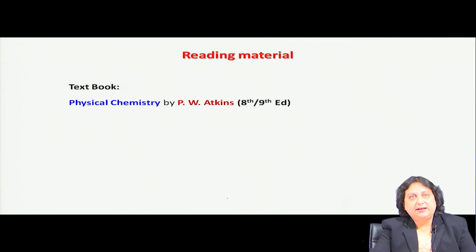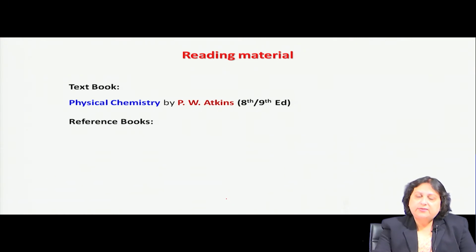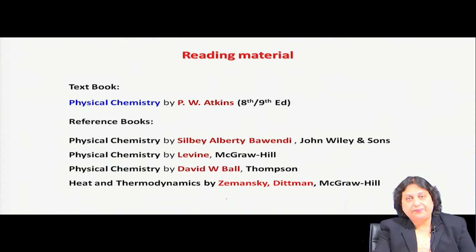Let us next look at what I am going to suggest as a primary reading material. I am going to suggest the textbook of Physical Chemistry by P.W. Atkins. There are several editions available. I have written down 8th or 9th edition. You can use the latest editions as well. And there are several reference books which are excellent undergraduate texts, and you can also supplement your reading material with these. And these are the 4 titles that I have highlighted here.